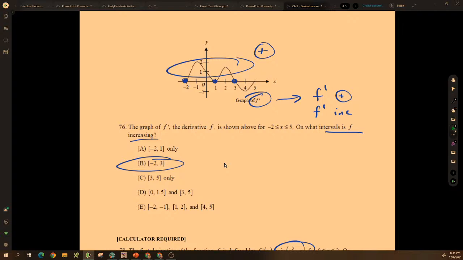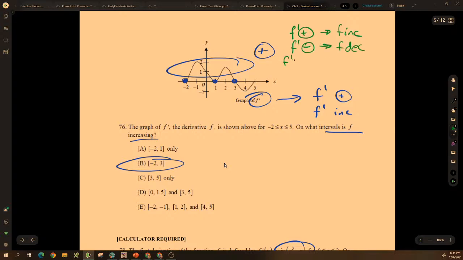Okay, next one, the graph of f prime. The derivative of f is shown above, and we're asked on what intervals is f increasing. I actually didn't have any of these on this one for the concave up section just because this is chapter 2, and we didn't learn about concave up yet. But really, anytime we're seeing this graph of f prime, what we want to be thinking about is that if f prime is positive, that means f is increasing. If f prime is negative, that means f is decreasing.